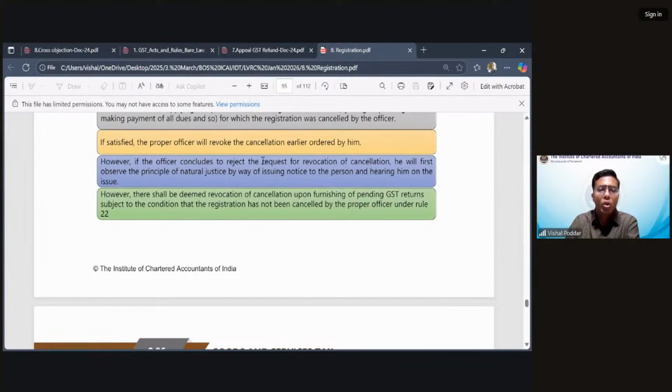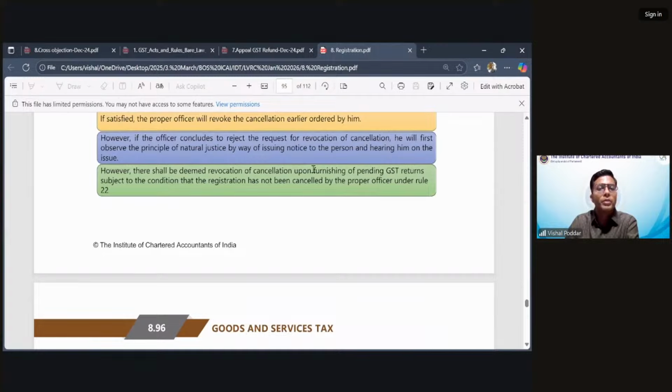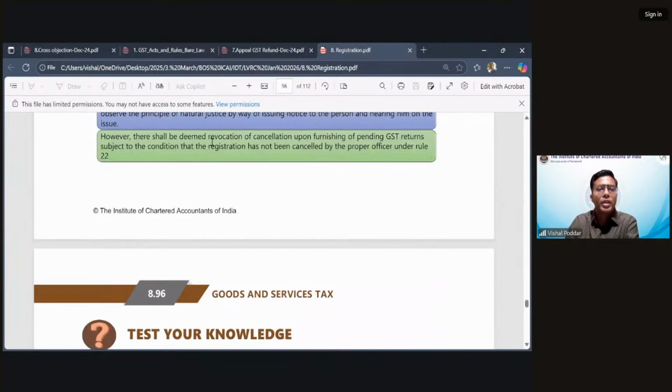However, if the officer concludes to reject the request for revocation, he will first observe the principle of natural justice. How? By issuing a notice to the person and giving him the hearing. However, there shall be deemed revocation of cancellation upon furnishing of pending returns, subject to the condition that the registration has not been cancelled by the proper officer under Rule 20. So where the registration was simply cancelled only because for one reason, that you did not file return, the moment you file the return, the registration will be reinstated. So these are the provisions relating to the topic of registration.